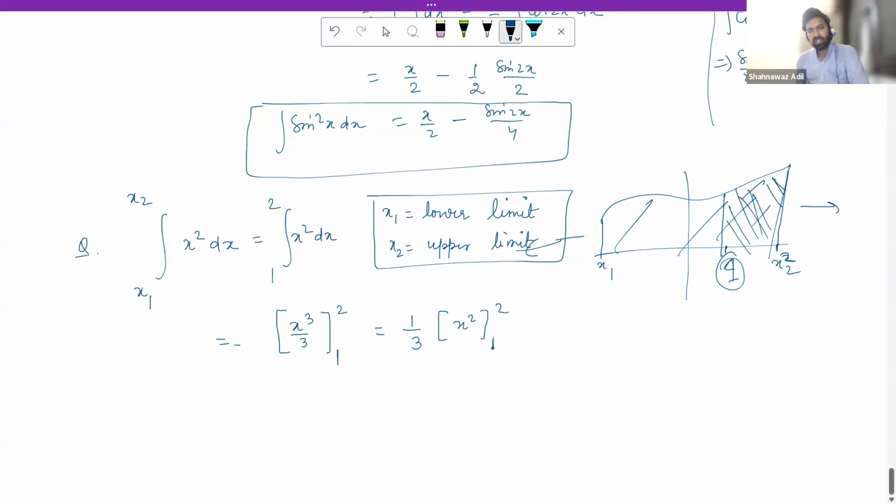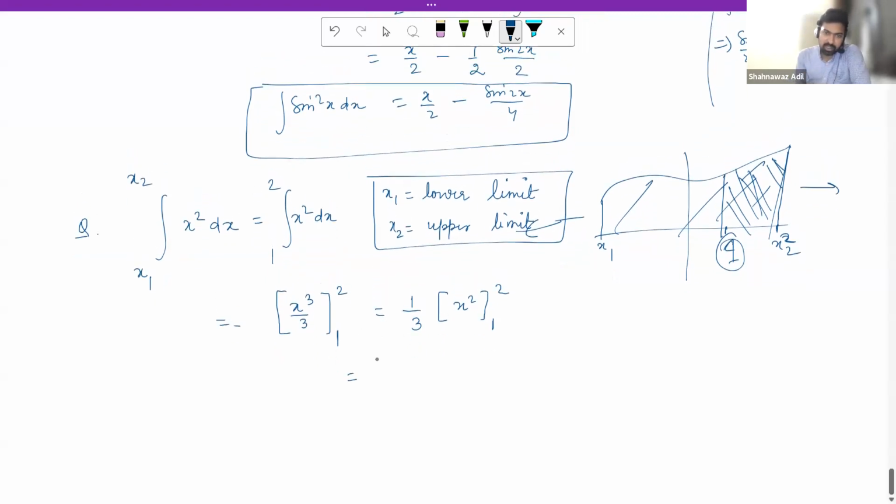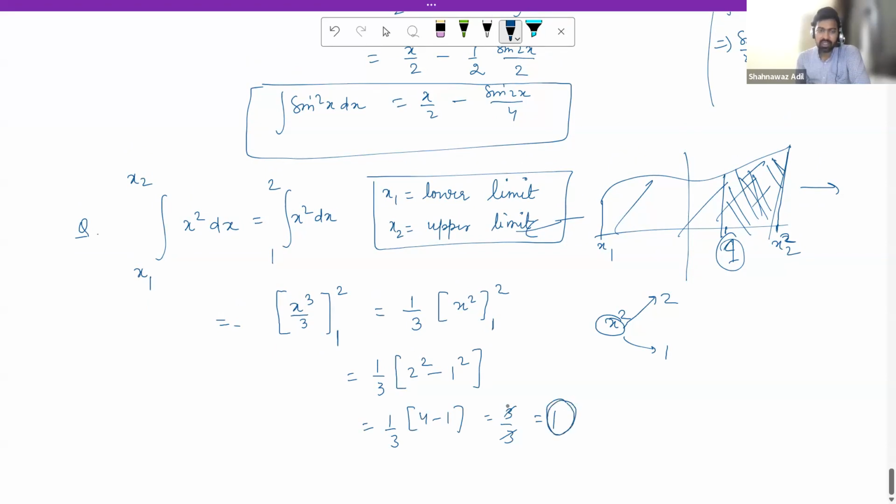So in definite integration, first I put the upper limit. Here the function is x square. In place of x, I first put 2, so this would be 2 square. And then subtract the lower limit, so 1 square. So this would be 1 by 3 times 4 minus 1, so this is 3 by 3, which is 1. Whenever you have a definite integral, you will get a definite number.